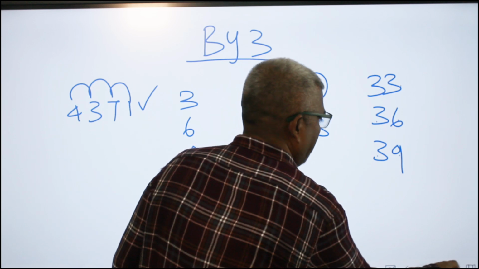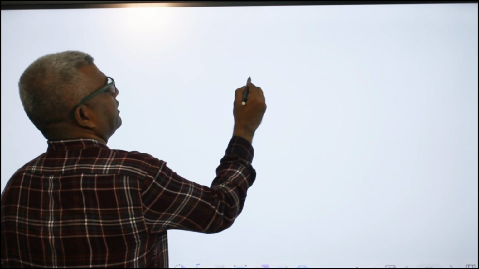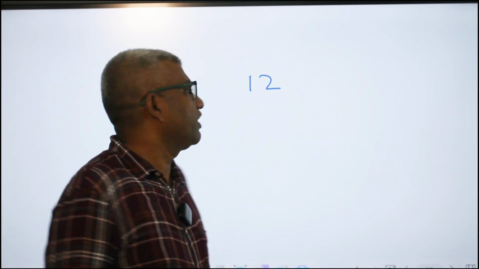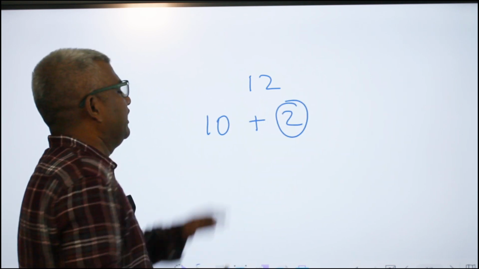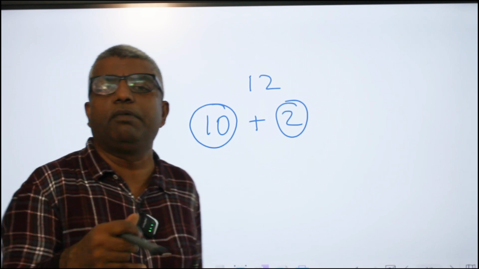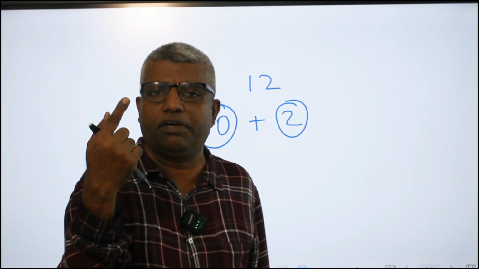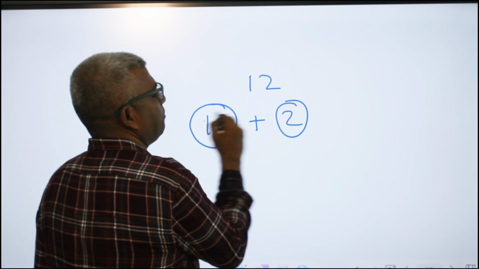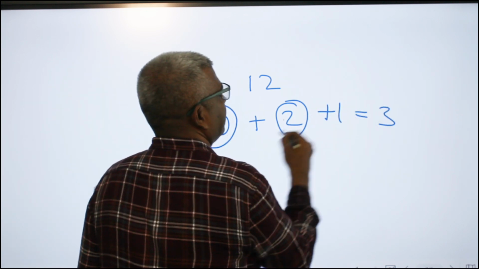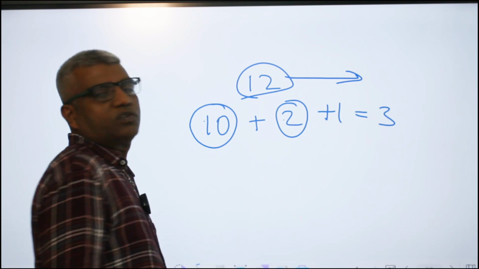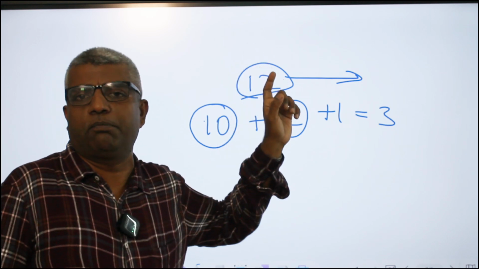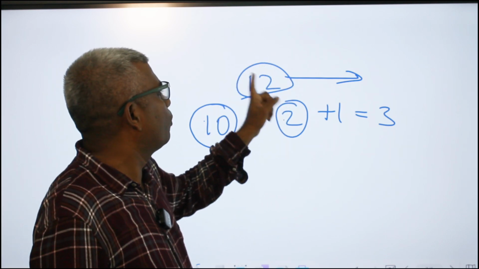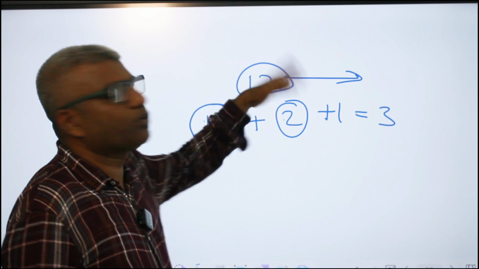Why does this rule apply? For example, in 12, 12 means 10 plus 2. In 10, 3 will go 3 times. What is the balance remaining? 1 is remaining. So this 2 plus 1 is 3, so 12 is divisible by 3. In the 10, how much balance after dividing by 3? The remainder is 1, and 1 plus 2 is 3, so 12 is divisible by 3.